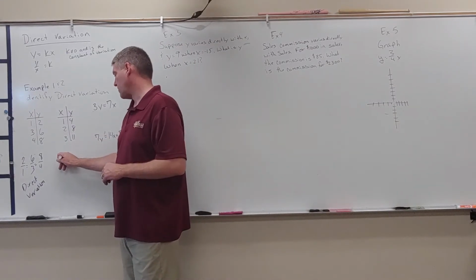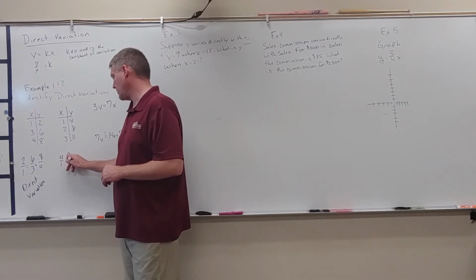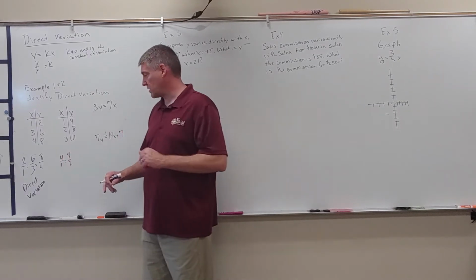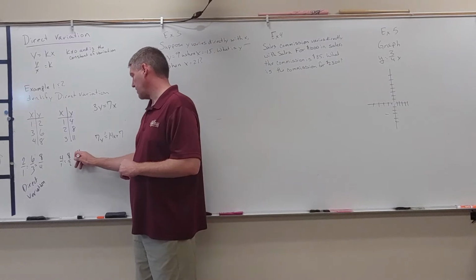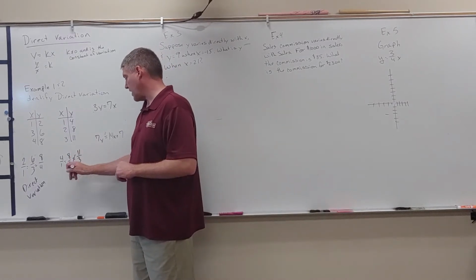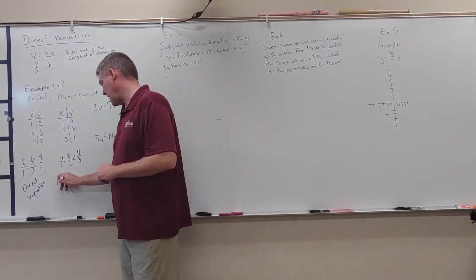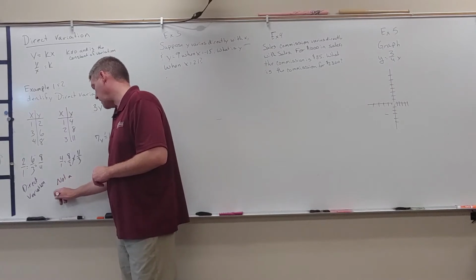So here I have 4 over 1, 8 over 2. Well, those are equal, right? We can see that. And then I have 11 over 3. Well, those are not equal. So this is not a direct variation.